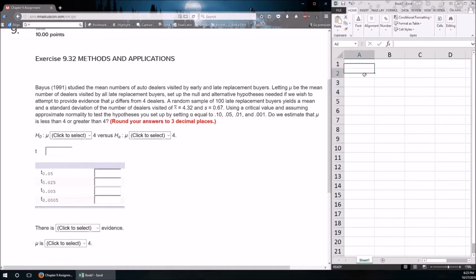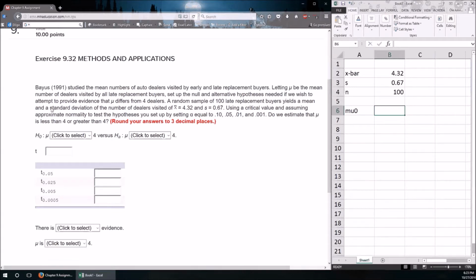Let's go over here into Excel and put some of these numbers. So x bar, the sample mean, is 4.32. s, the sample standard deviation, is 0.67. And n, the sample size, is 100. Random sample of 100, x bar is 4.32, s is 0.67. We hypothesize that mu is 4.